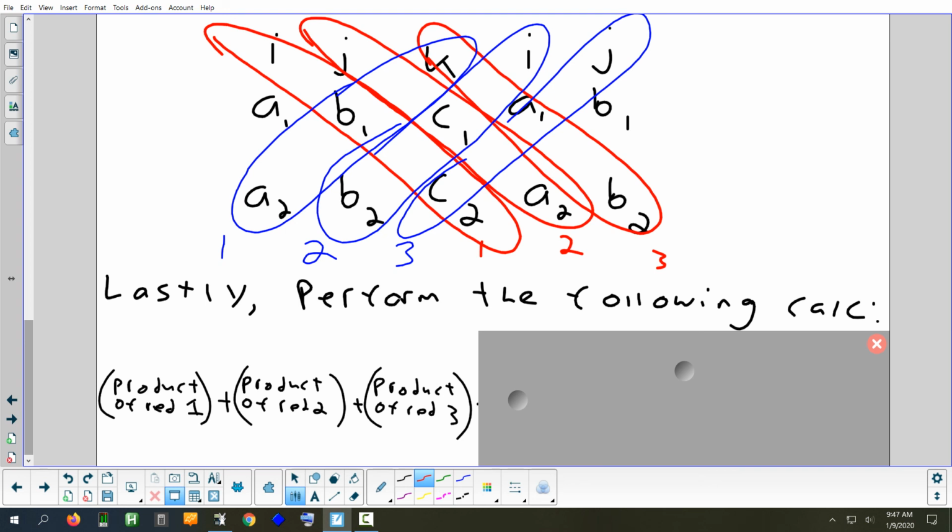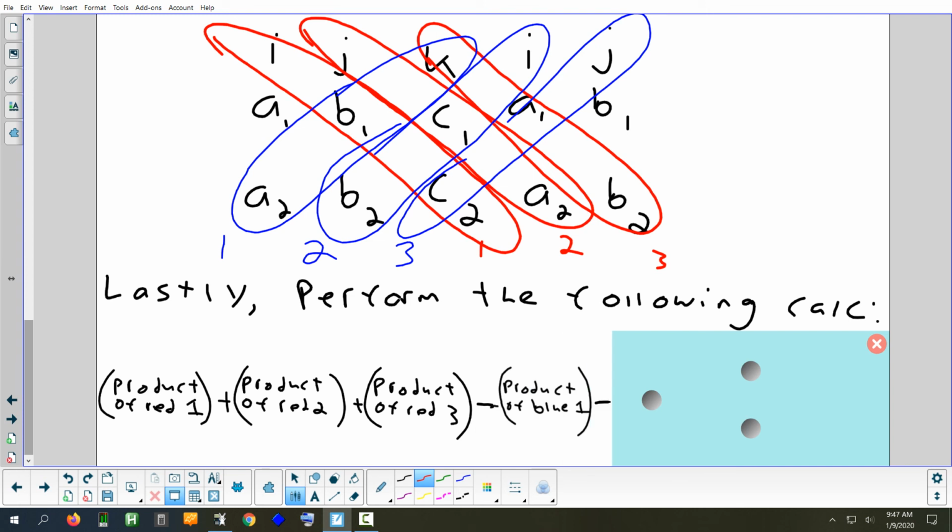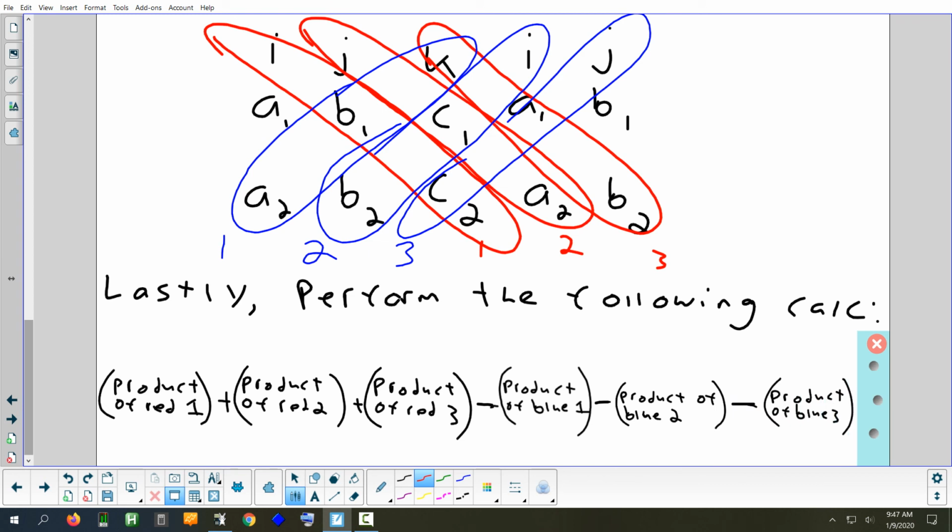For the blue diagonals, you're still going to find the product. But subtract. Subtract. So you're multiplying I by B1 by C2? Yep. And subtract. So for the red diagonals, you're multiplying together what's there and you're adding. For the blue diagonals, you're going to multiply together what's there and subtract. It's a lot easier to just do it with numbers. But that's the idea.